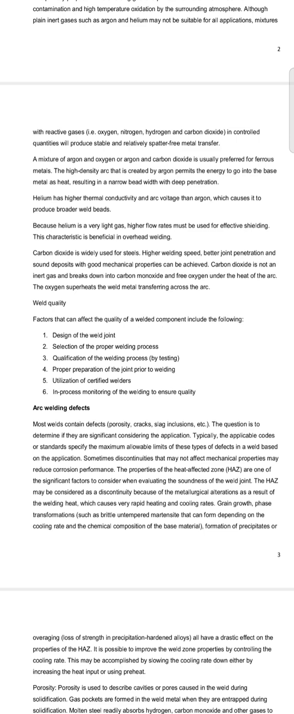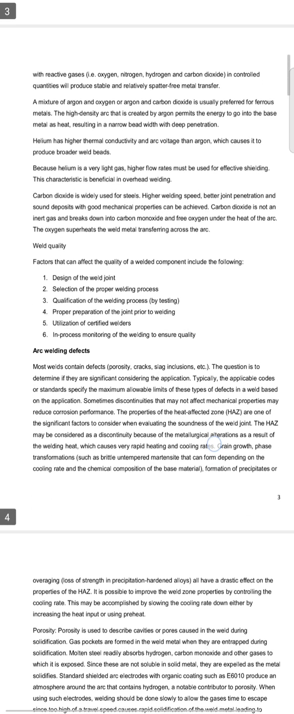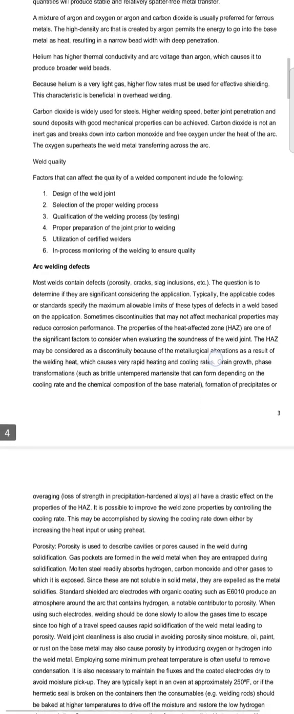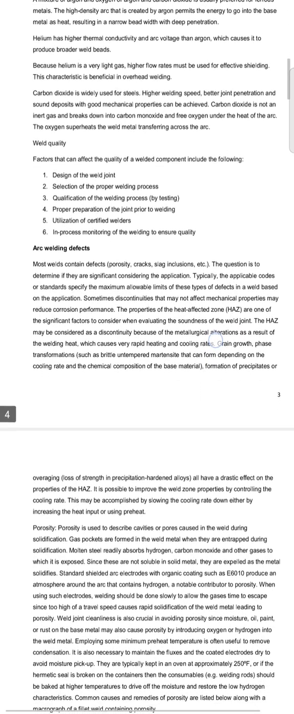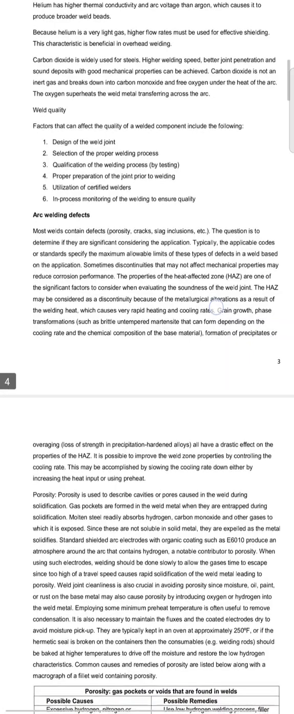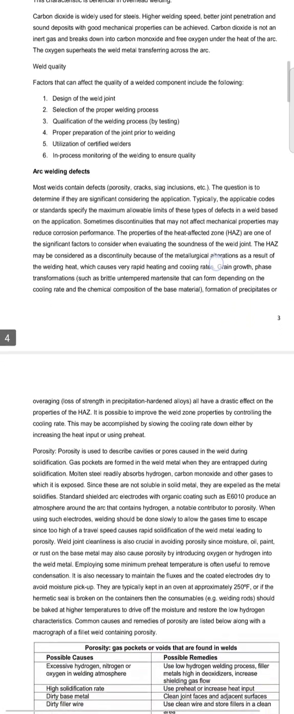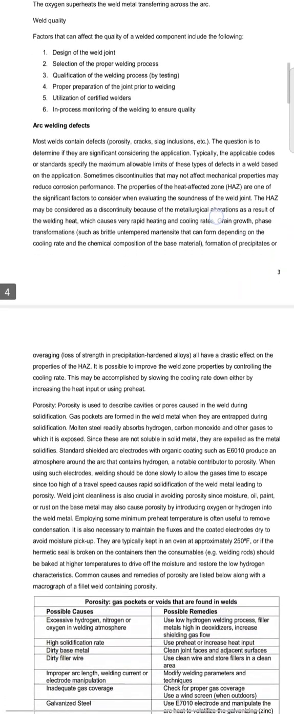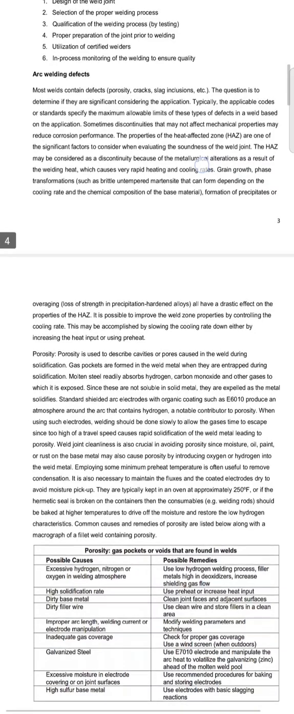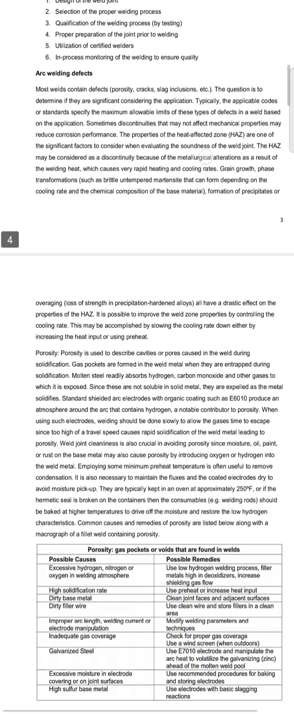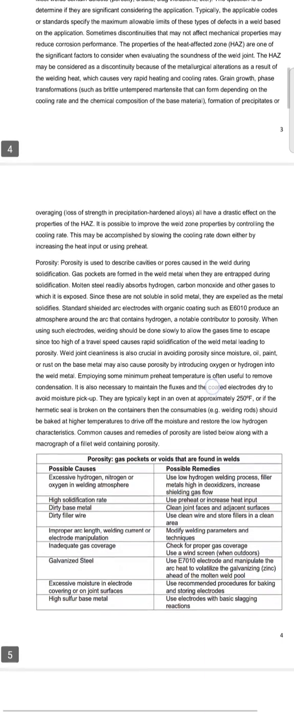Arc welding defects. Most welds contain defects: porosity, cracks, slag inclusions, etc. The question is to determine if they are significant considering the application. Typically, the applicable codes or standards specify the maximum allowable limits of these types of defects in a weld based on the application. Sometimes discontinuities that may not affect mechanical properties may reduce corrosion performance.